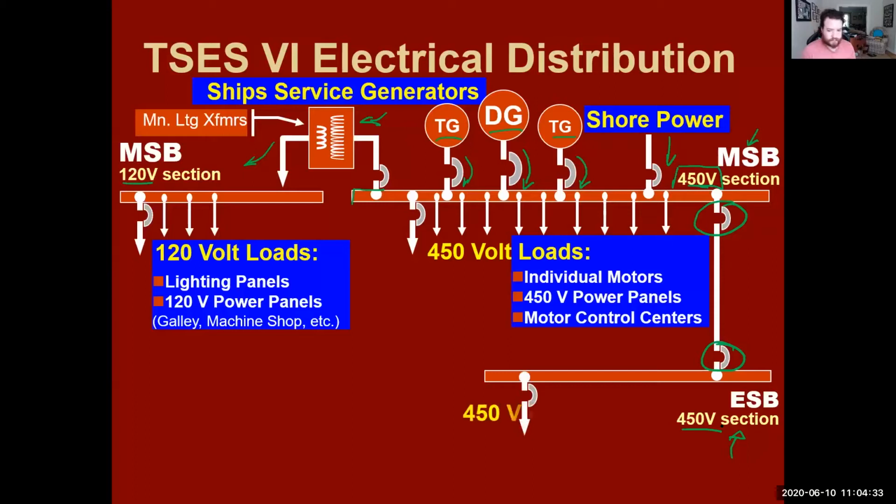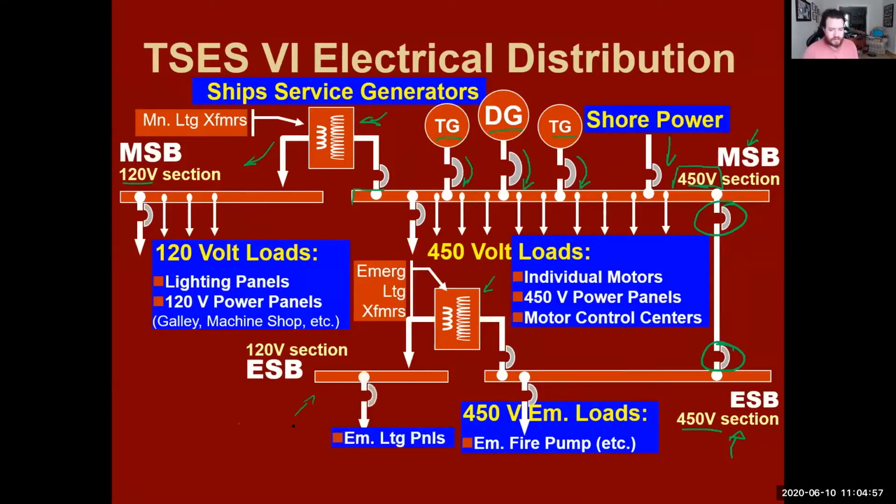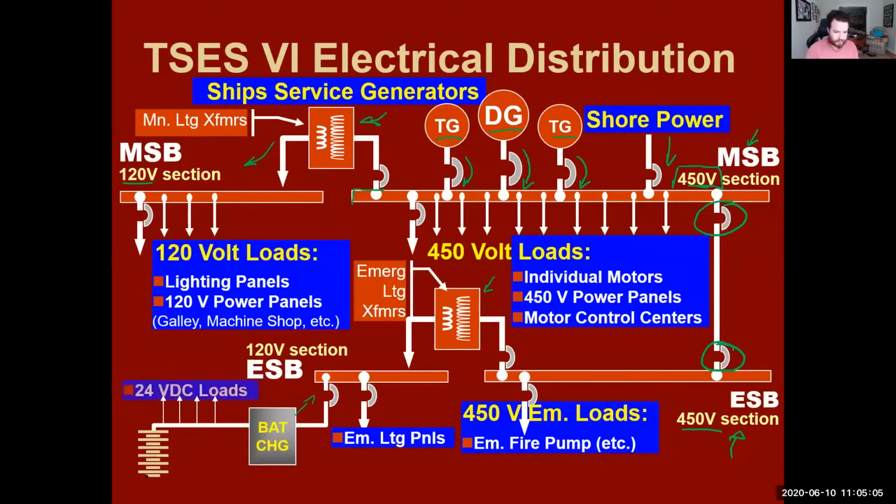So we have all of our 450 volt emergency loads, so our emergency fire pumps, all that kind of fun stuff. And of course, we need lighting in order to do anything with an emergency. So again, we have an emergency lighting transformer that goes to our 120 volt emergency lighting loads. Battery chargers, all that fun stuff. Let me erase the ink on the slide. And then we have our emergency diesel generator.